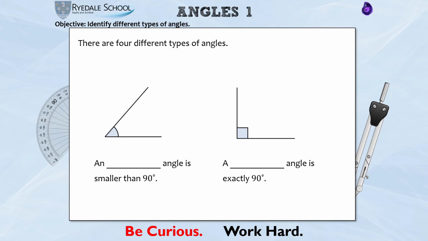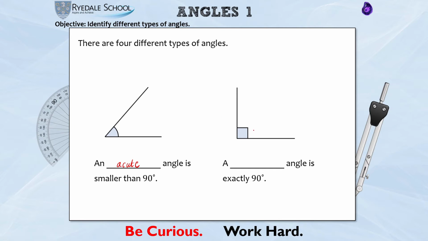The first type of angle that we're going to look at is an angle that is smaller than 90 degrees. An angle that is smaller than 90 degrees is called an acute angle. And that's quite easy to remember. Something that's small is cute, acute.